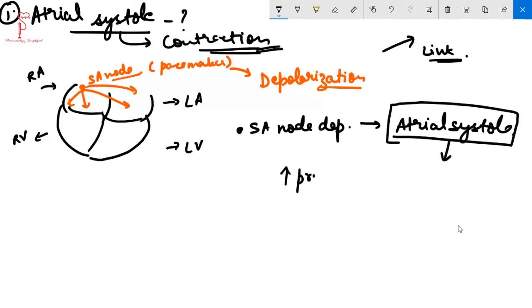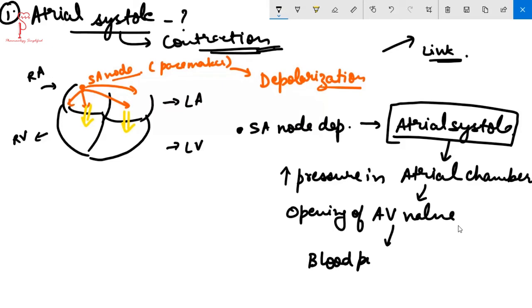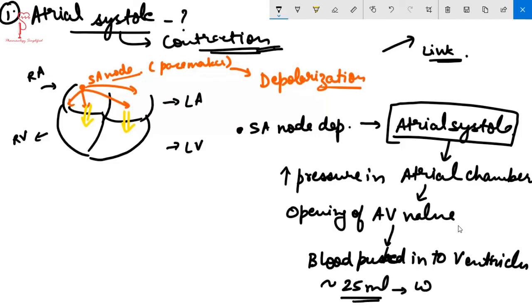During contraction, there will be an increase in the pressure in the atrial chambers. This will lead to the opening of the atrioventricular valves. The atrioventricular valves are the valves that send the blood from the atria to the ventricles. So the blood is pushed into the ventricles, and approximately 25 ml of blood is pushed into the ventricles during atrial systole. Why only 25 ml of blood is being sent into the ventricles? I'll be discussing it in the later part of this video.